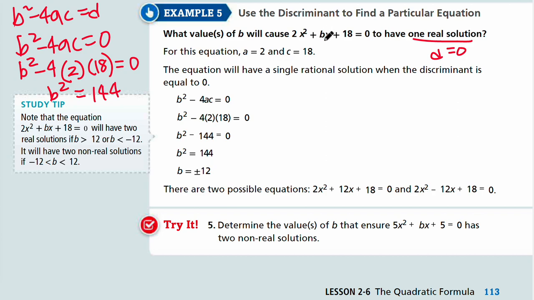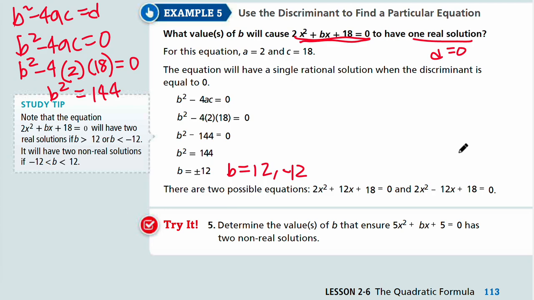There could be two different solutions because b is squared, right? So this equation itself is a quadratic equation where we're solving for b, which means you would probably have two different answers most of the time. So there are two possible equations where b is positive 12 or b is negative 12. So you can rewrite this equation with b being positive 12 and with b being negative 12. So 2x squared plus 12x plus 18 is equal to 0, and 2x squared minus 12x plus 18 equal to 0 would be possibilities.